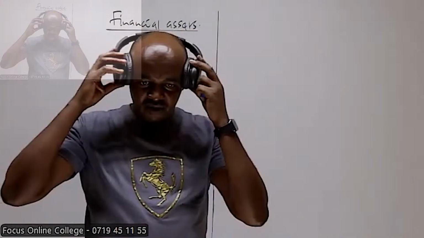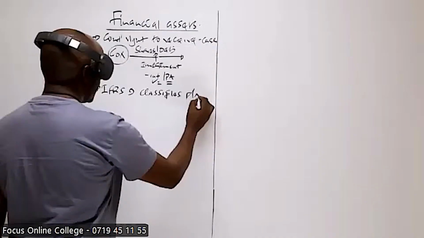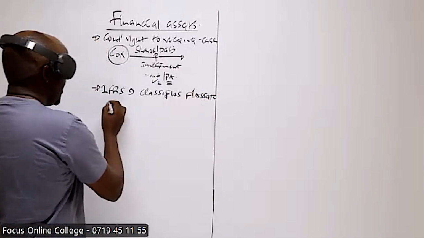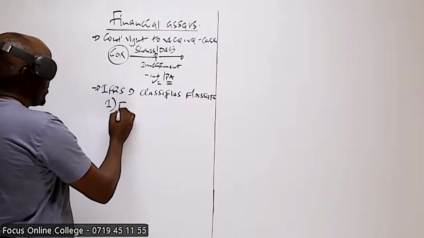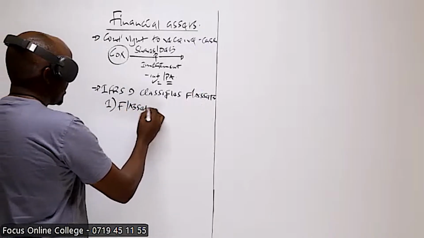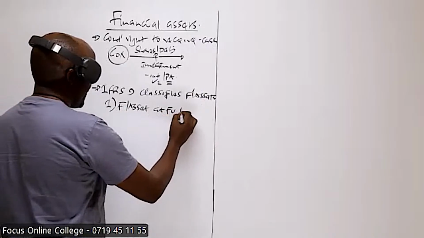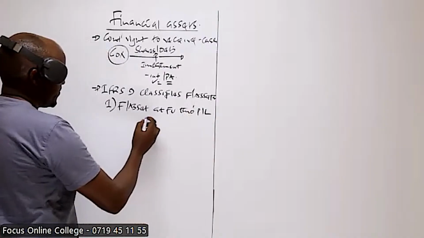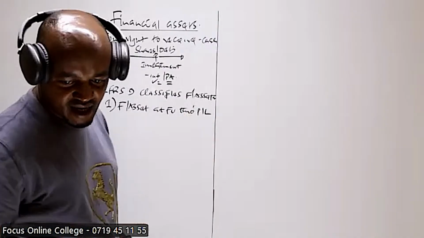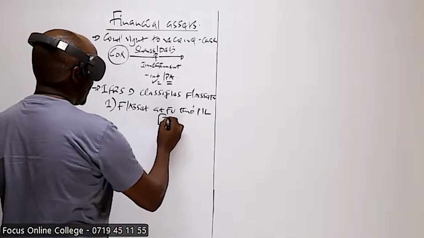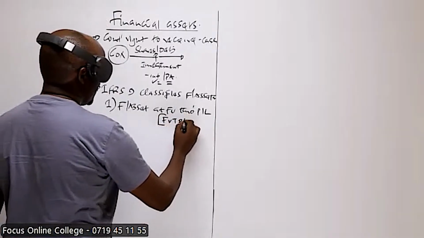I want us to continue from where we reached in our previous lesson. Financial assets at fair value through profit or loss. These ones are abbreviated as FVTPL.